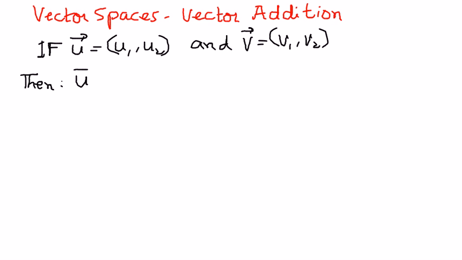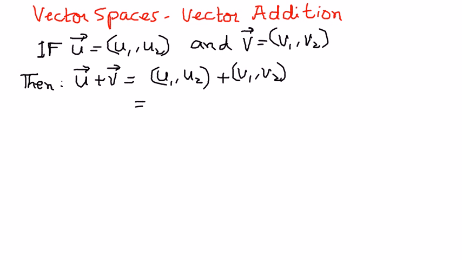Vector u plus vector v, we can write this as u1, we will first write the components down. u1 comma u2 are the components of vector u. Let me write this a bit more clear here, so that we don't get confused. u1 comma u2 plus the components of vector v are v1 comma v2, isn't it?